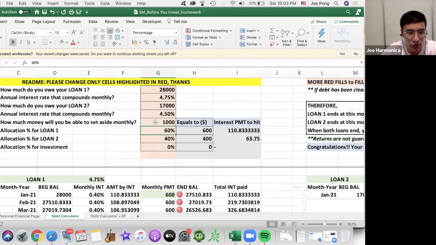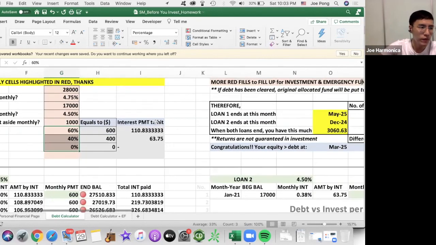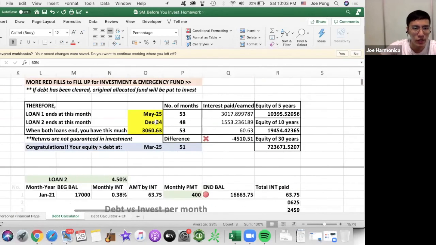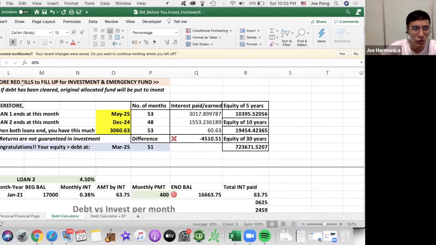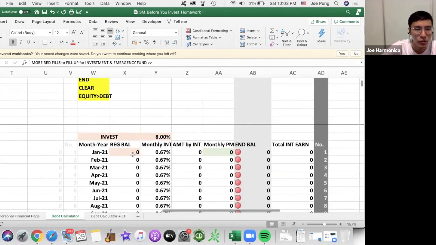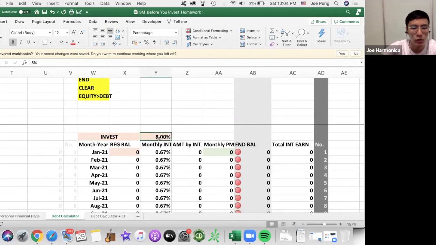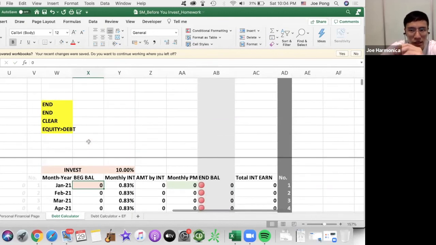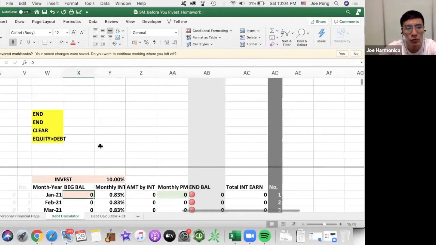Here, three of these will be the most important part. How much of this 1K are you going to allocate for your loan 1, loan 2, and your investment? Let's move a little bit to your right side and I'll explain this portion. Highlighted in red here are more fields to fill up for investment and emergency fund. You need to put here the annual return from your investment, let's say 10%. For the beginning balance, let's say you are starting with 0, so you don't have any balance in your investment portfolio already.